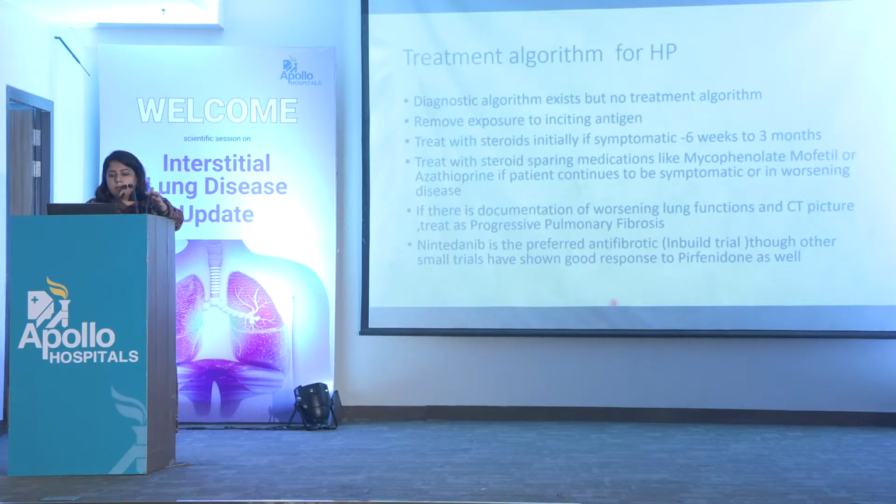Treatment, first of all, there's no fixed treatment algorithm for this. You have to remove the inciting antigen. For acute symptoms, you give the treatment for 6 weeks to 3 to 6 months, depending on the patient's clinical condition. And later on, MMF and azathioprine can be continued if the patient is symptomatic or in case of worsening of disease. If there is progressive pulmonary fibrosis, nintedanib is the preferred antifibrotic as per the INBUILD trial.